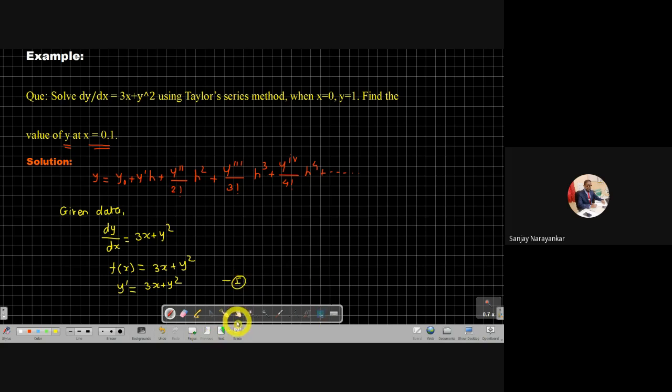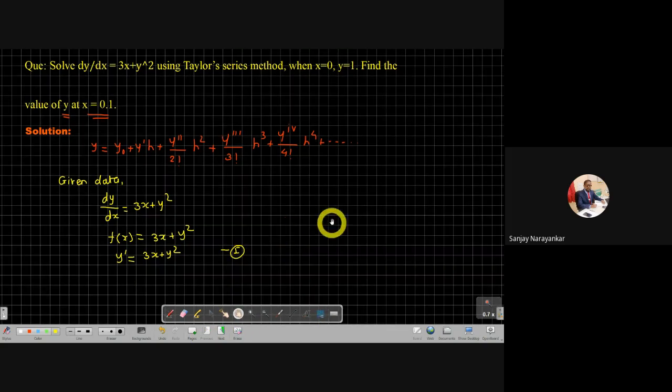What else do we have here? Then we got when x is equal to 0, y is given. That means our initial values are given. So why is this given? To find the y dash value, right? Ultimately our aim is to find the y dash value, y double dash value, y triple dash, and y raised to 4. These values we should know.